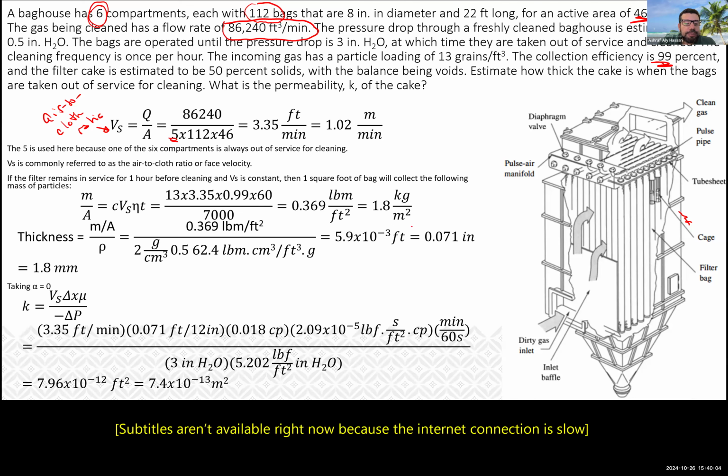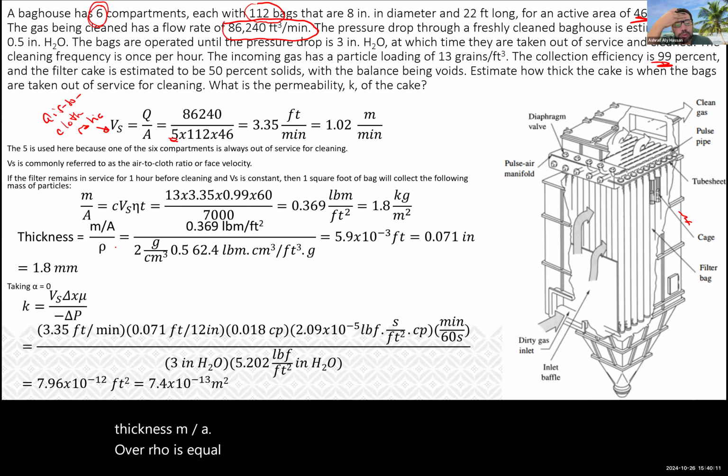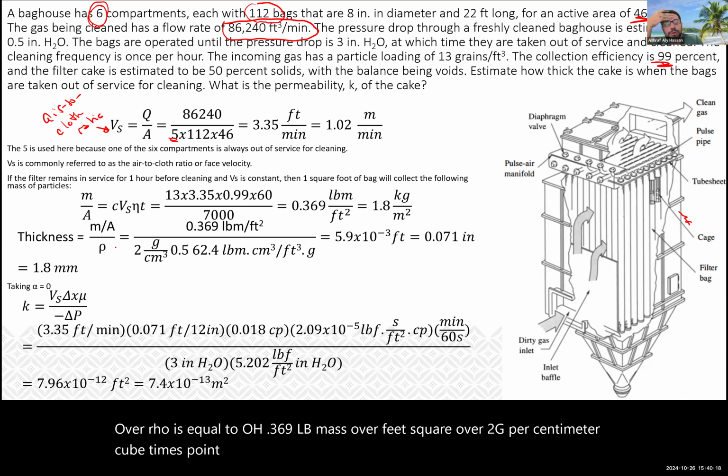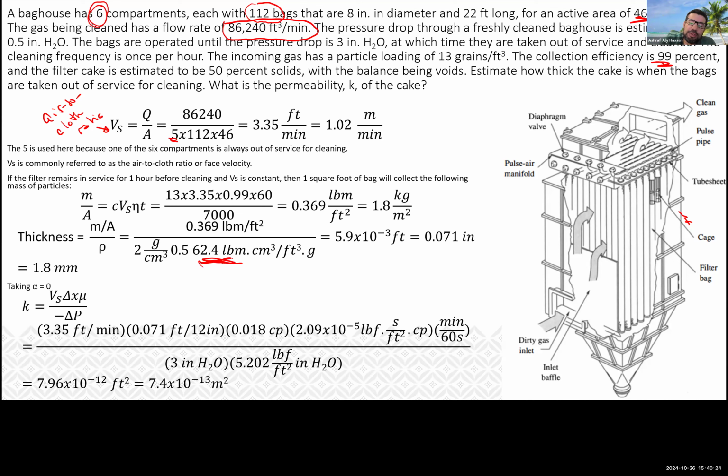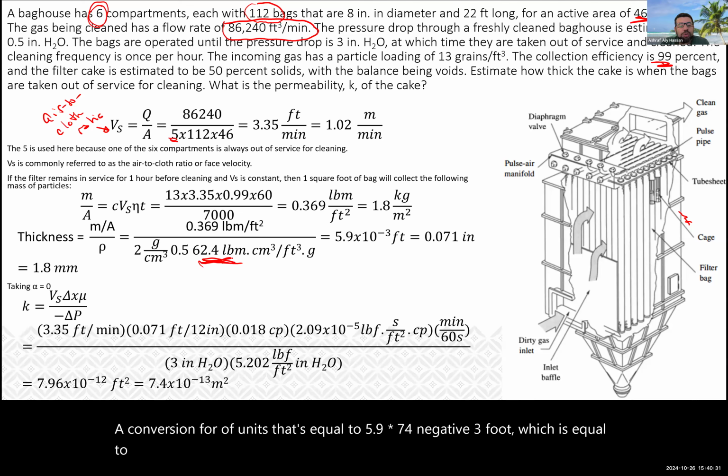The thickness, M over A over rho, is equal to 0.369 pound mass over feet square over 2 gram per centimeter cubed times 0.5 times 62.4 pound mass per feet cubed per gram per centimeter cubed. That's also for conversion of units. That's equal to 5.9 times 10 to the power negative 3 foot, which is equal to 0.071 inch, again equivalent to 1.8 millimeter.